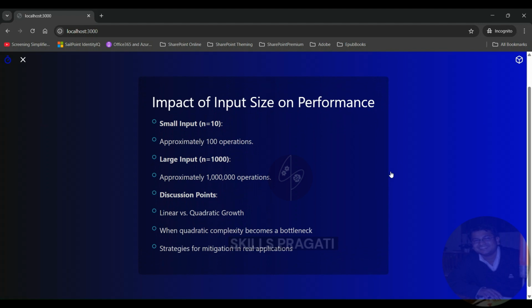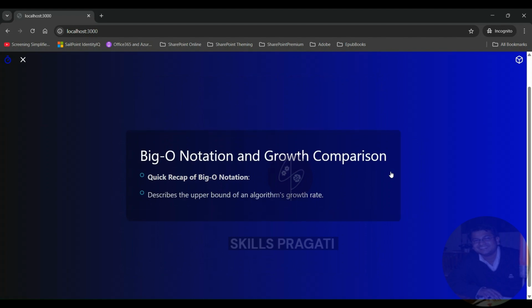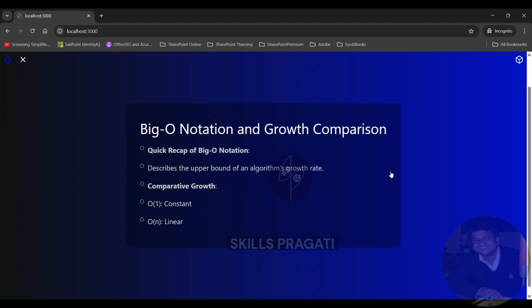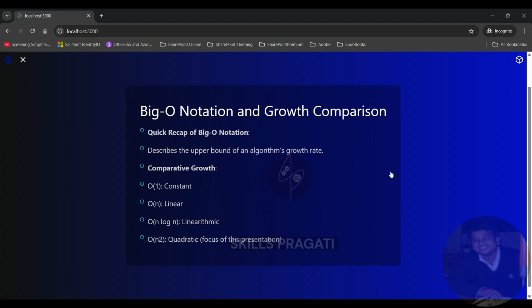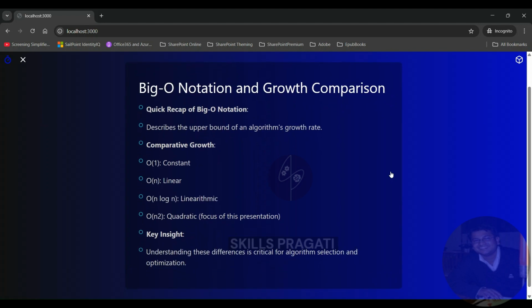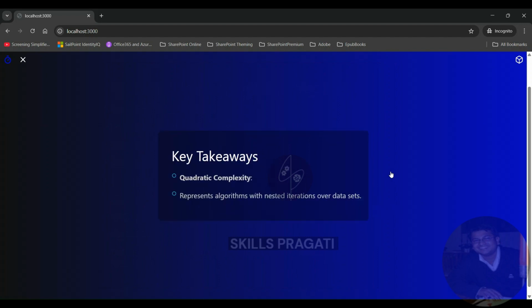Before we move on, here's a quick recap of Big O Notation. It describes the upper bound of an algorithm's growth rate. For example, O(1) represents constant time, O(n) is linear, O(n log n) is linearithmic, and today our focus is on Big O of n squared, quadratic time. Understanding these different growth rates is critical when selecting and optimizing algorithms, as it helps you predict performance as your data scales.